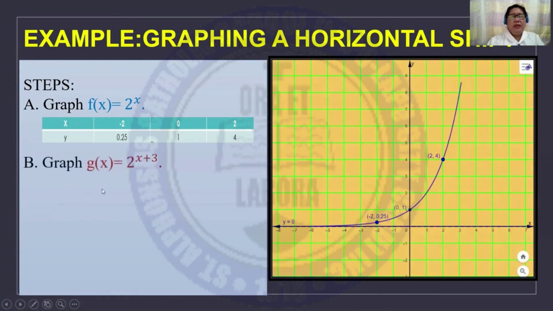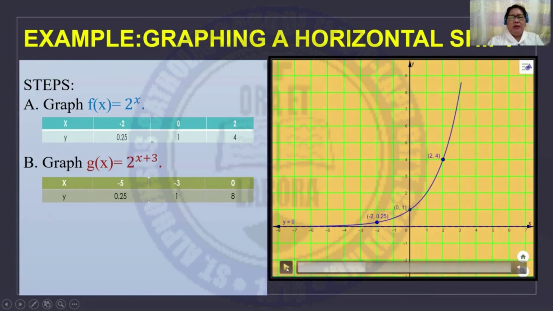Next, we have to graph the second function. G of x is equal to 2 raised to x, but this time we will add 3 to the exponent. And this is the table of values. So x now is negative 5 with y 0.25, negative 3, 1, 0, and 8 for y. So let us take a look at the graph of the second function. So that's the first point, second point, third point, and then connect.